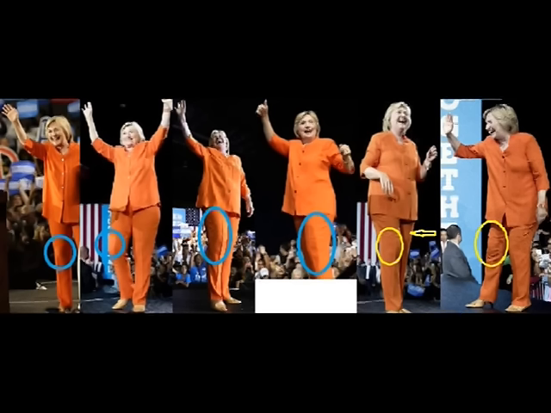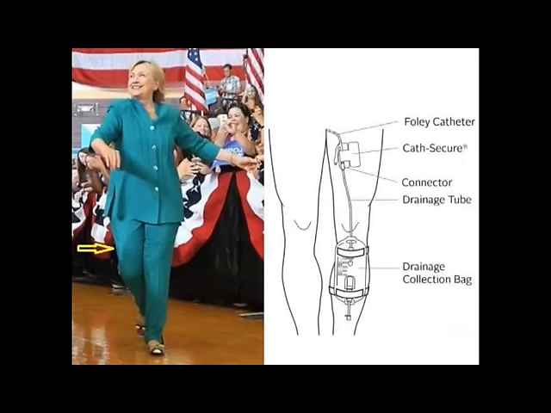The first one is a set of photographs that showed what appeared to be some sort of wire or tubing, possibly under Hillary Clinton's pants leg. And a lot of websites jumped to the conclusion that this was a tubing leading from a bladder catheter down to a leg bag, and they showed all sorts of diagrams. The problem is, we simply don't have enough information to reach that conclusion.